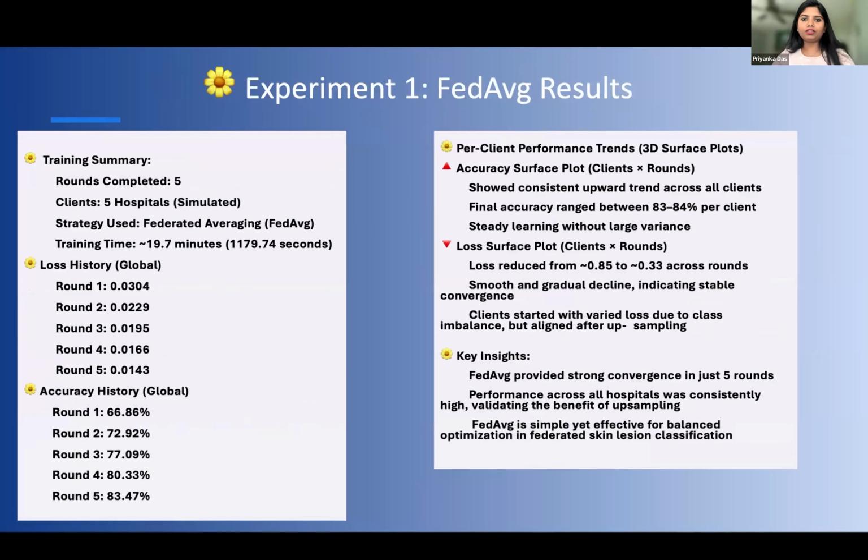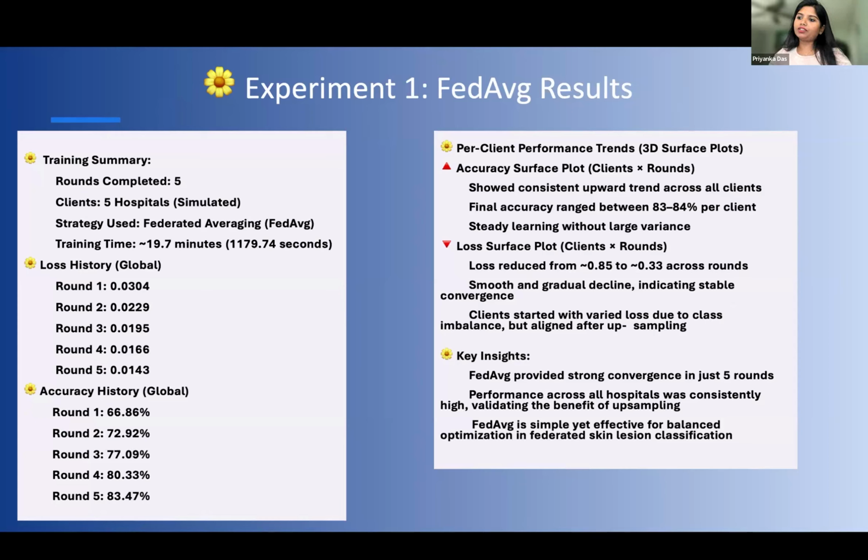So this is for the first experiment where I used the strategy of FedAvg. I trained the model across 5 simulated hospital clients for 5 communication rounds. The entire training took around 19.7 minutes. If we look at the global loss history, we see a steady decline from 0.0304 in round 1 to 0.0143 by round 5, indicating consistent learning.